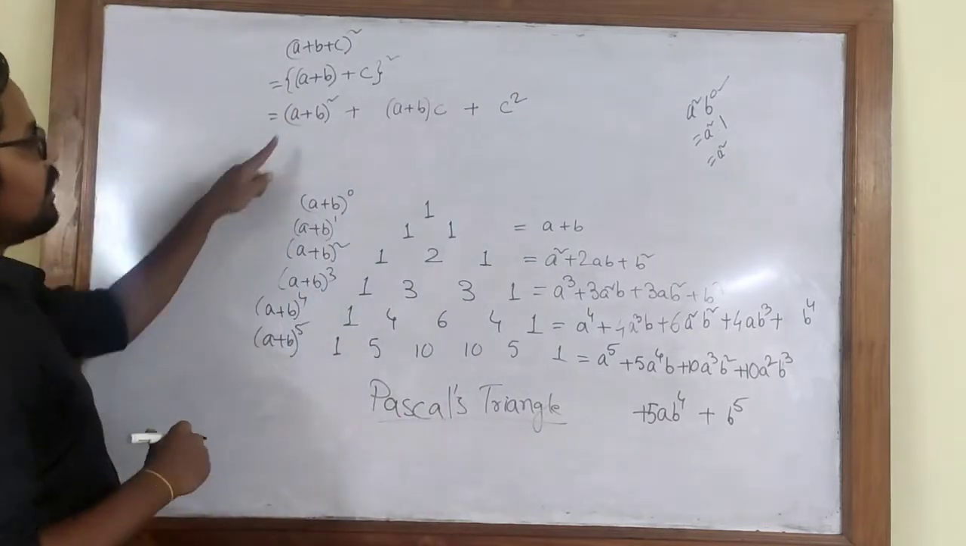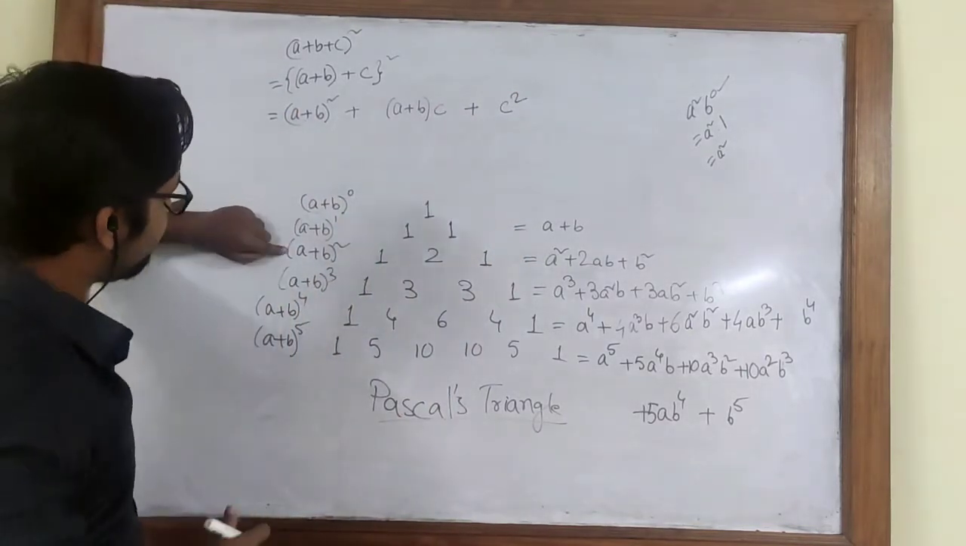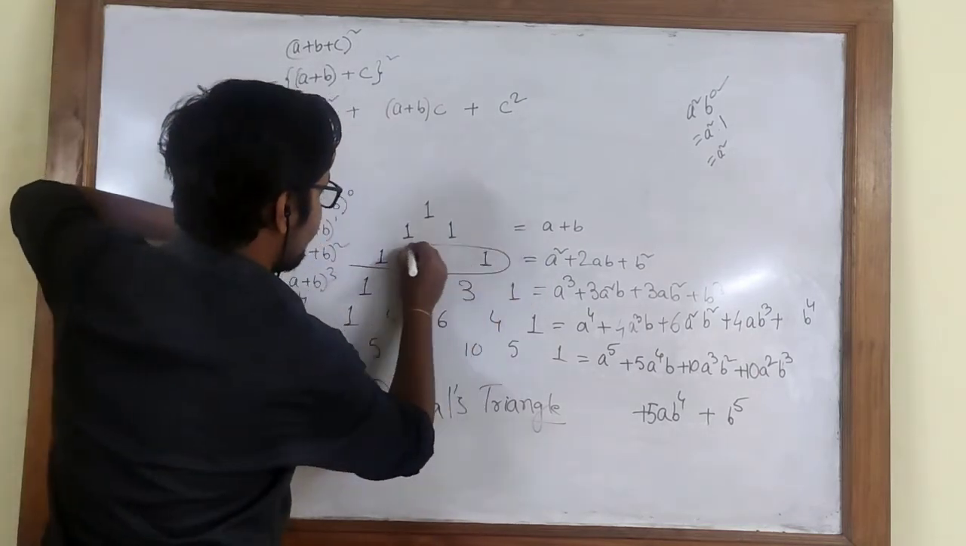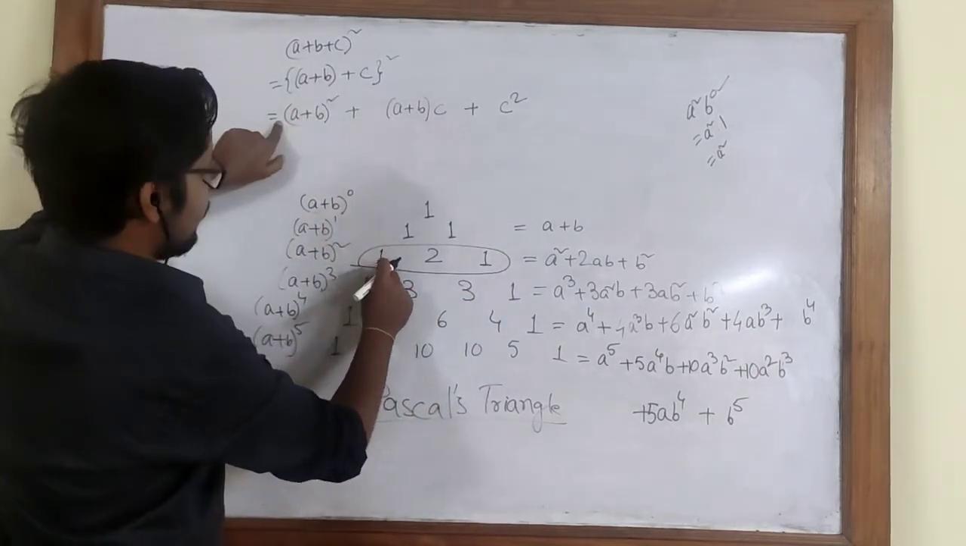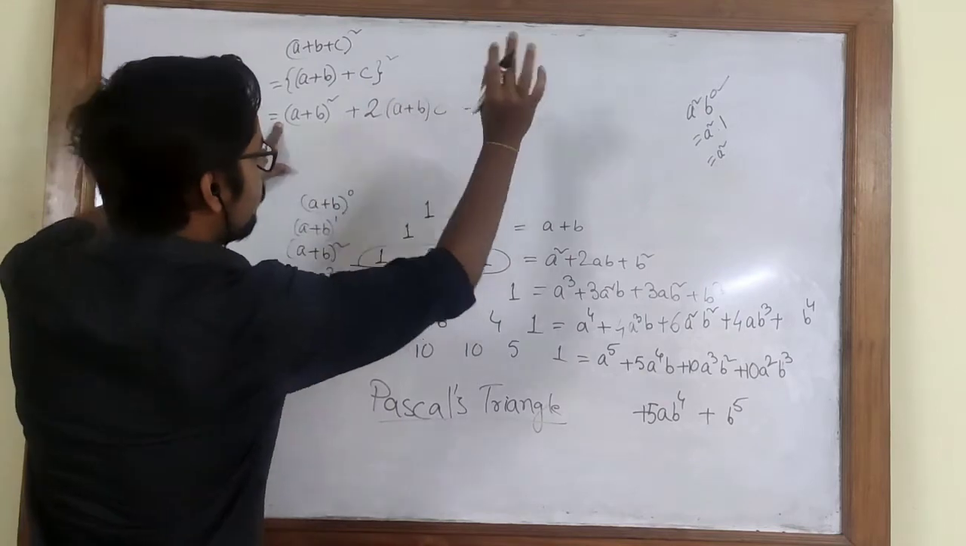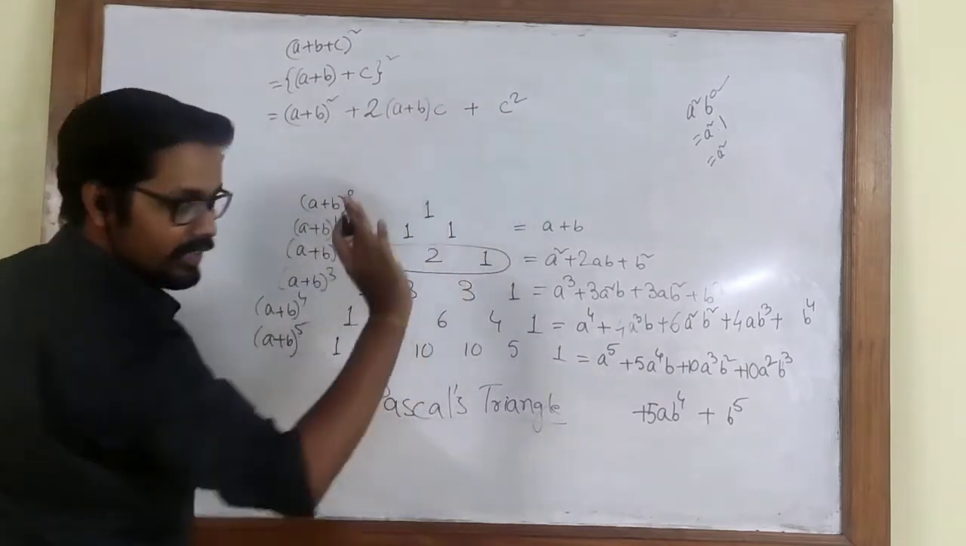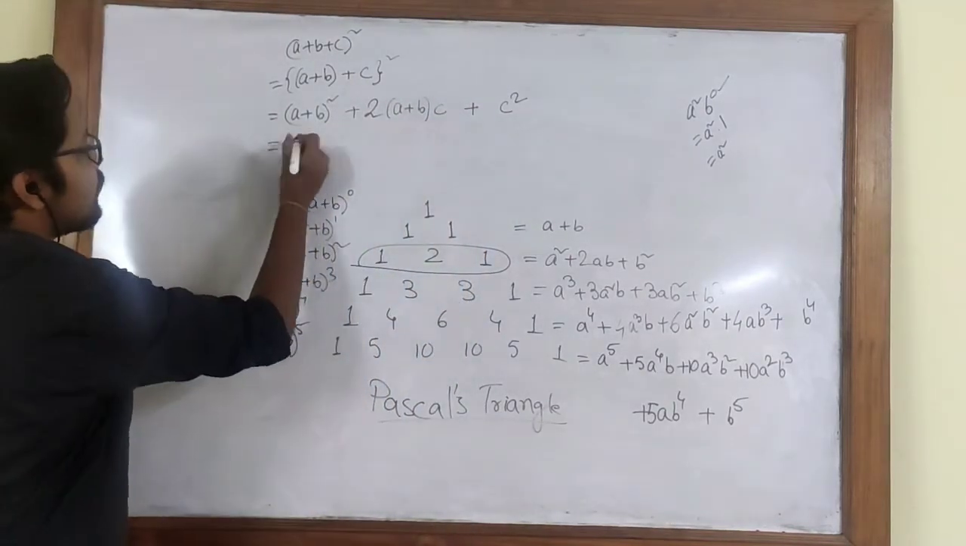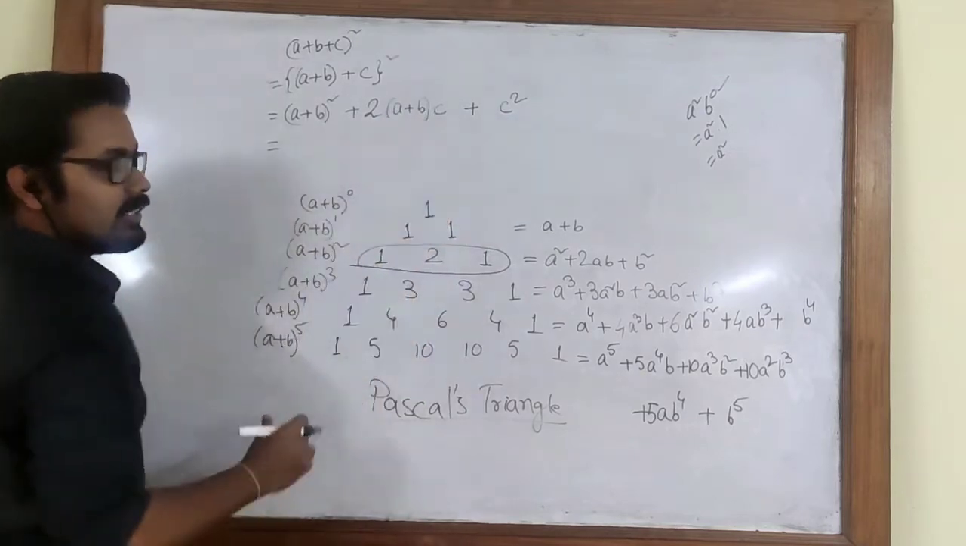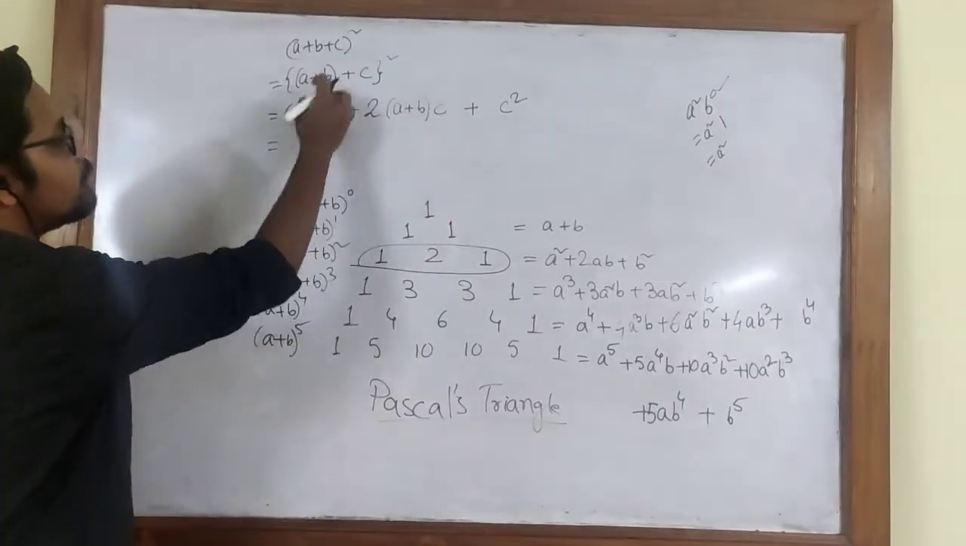What will be the coefficient? See, this is the whole square coefficient. First one will be 1, second one will be 2 and third one will be 1. So this is half done. Now what will we do? These things we can simplify by breaking the brackets. And here we have a plus b whole square again.